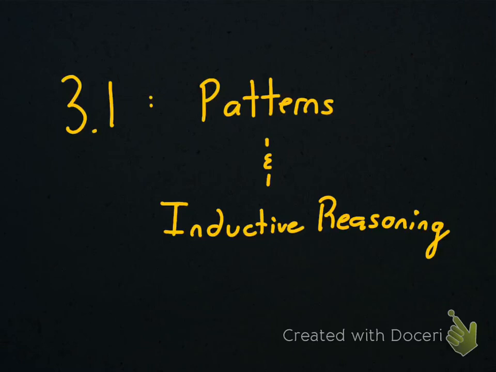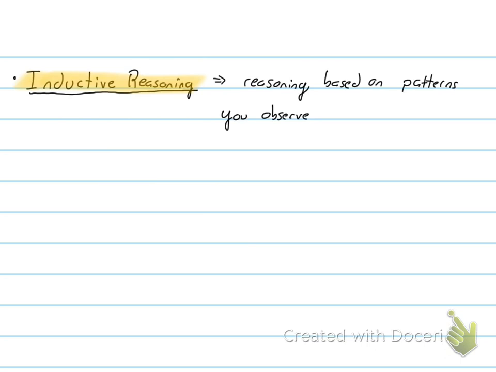To start out Chapter 3, we're going to be talking about patterns and inductive reasoning. This chapter deals with a lot of logic problems, so we're going to be taking a break from more of the algebra side of things for a little bit in this unit. So to start here, the definition for inductive reasoning is reasoning based on patterns that you observe.